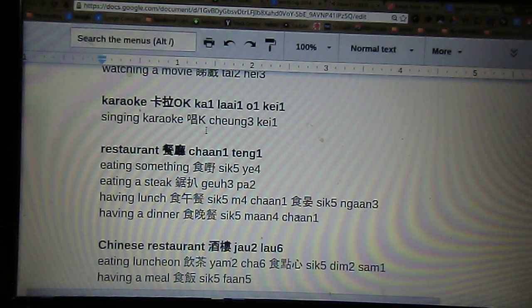For example, 的士, which is originally from taxi. 的 tone 1, 士 tone 2, 的士. So for translated words, we use either tone 1 or tone 2.